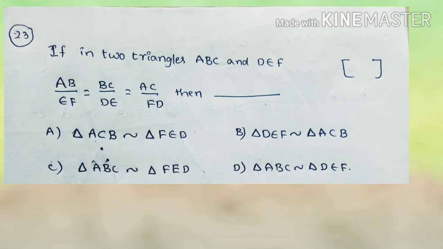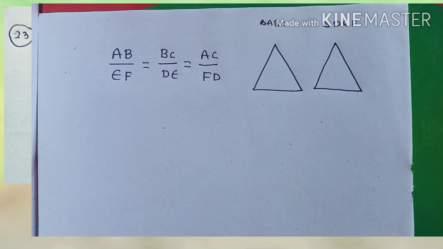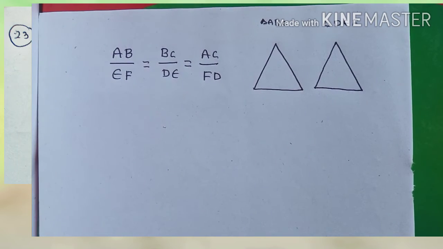Note down the problems, practice them, then go for the next one. If in two triangles ABC and DEF, AB by EF is equal to BC by DE is equal to AC by FD, then... Till now, in the problems we discussed, similar triangles were given and we wrote their proportion. But here the proportion is given, and we have to write its triangles. Let's see how we can write.